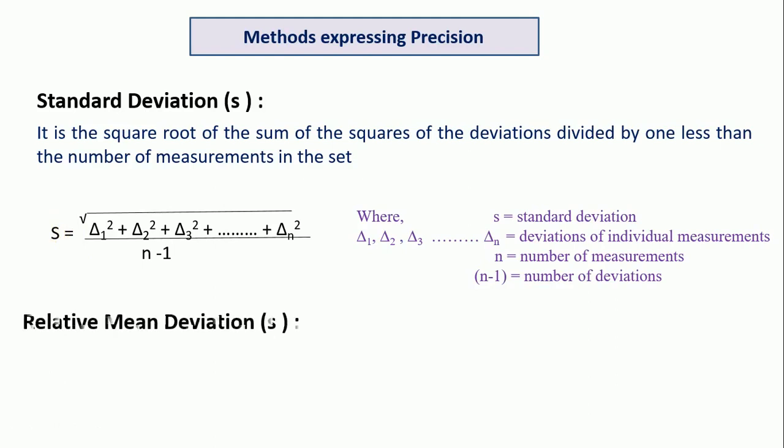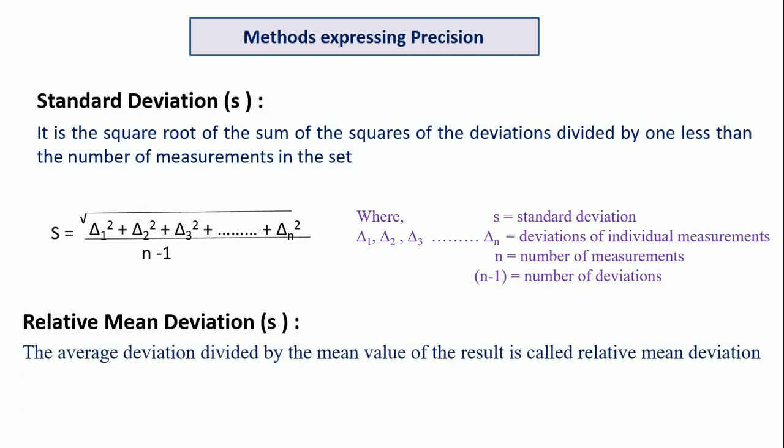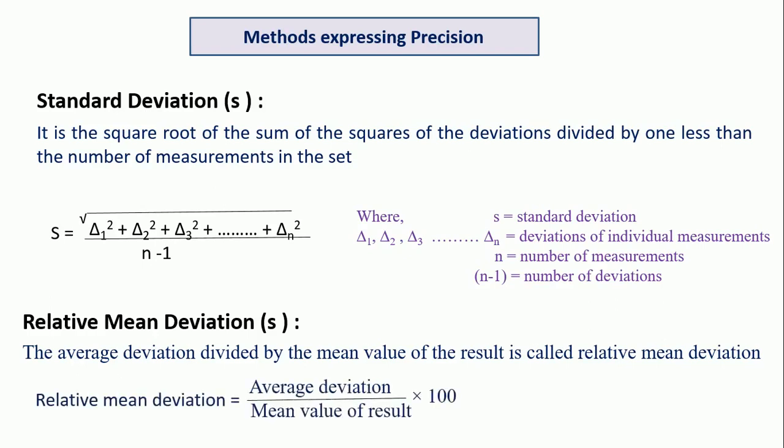Then see the next term, that is relative mean deviation. The average deviation divided by the mean value of the result is called relative mean deviation. So see the formula: average deviation divided by mean value of the result and multiplied by 100, then the answer will be in percentage. So this is about relative mean deviation.